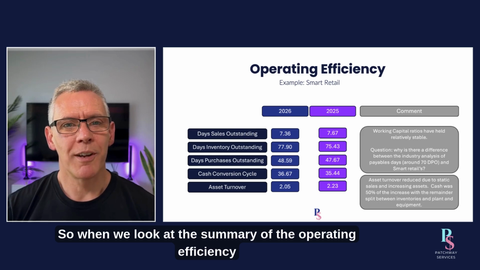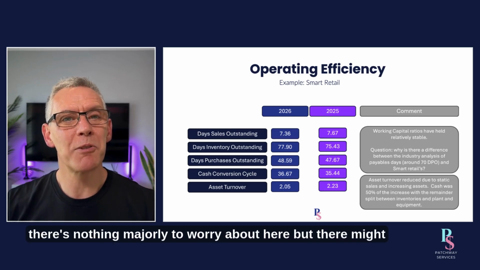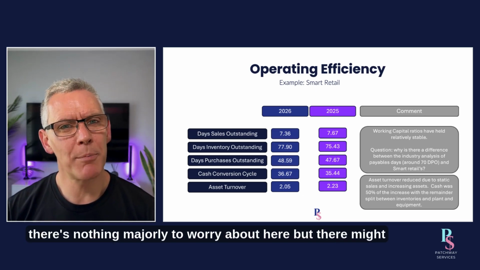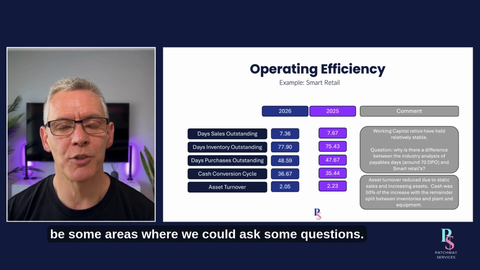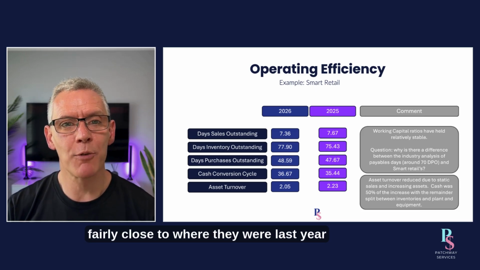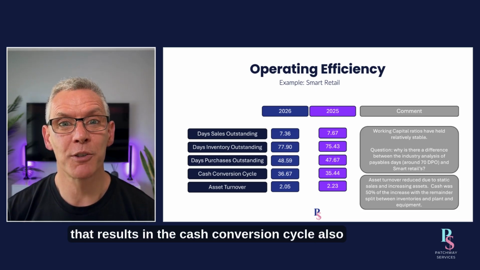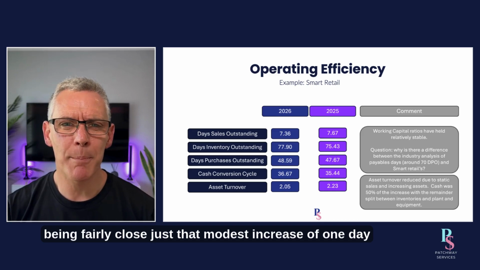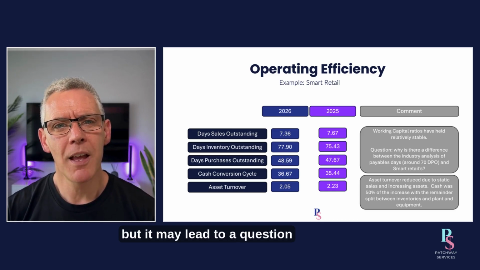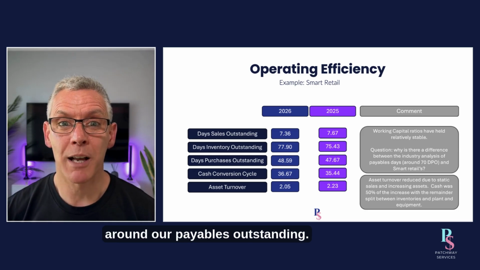So when we look at the summary of the operating efficiency ratios for Smart Retail, we can see there's nothing majorly to worry about here, but there might be some areas where we could ask some questions. Our working capital ratios are all fairly close to where they were last year. That results in the cash conversion cycle also being fairly close, just that modest increase of 1 day. But it may lead to a question around our payables outstanding.